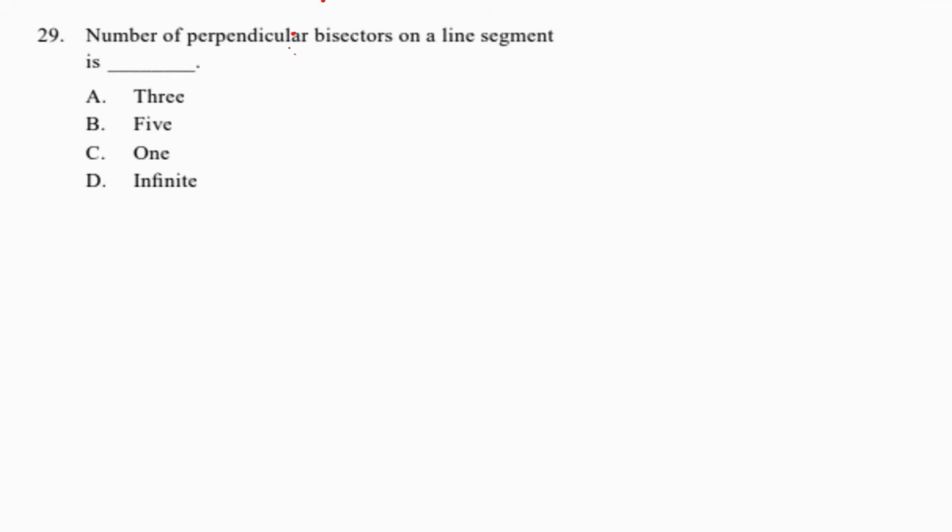Number of perpendicular bisectors on a line segment. On a line segment, there is always one perpendicular bisector. Then only it will divide the given line segment into two equal halves. Hence, 1 is the answer.